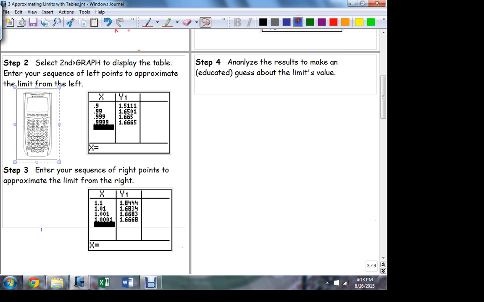So if you hit the second key and then hit the graph key, that takes you to your table. It should be empty when you first enter there. In the X column, just enter your sequence of values for your left-hand approach. So 0.9, 0.99, 0.999. In fact, I even went further, I took it all the way down to 0.999999. So this sequence here represents my approach from the left.